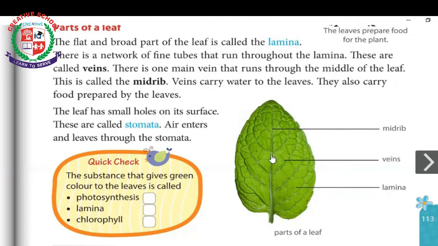The leaf has small holes in it. So what are those holes called? Yes, stomata. The air enters and leaves through the stomata. So the leaf breathes through the stomata.